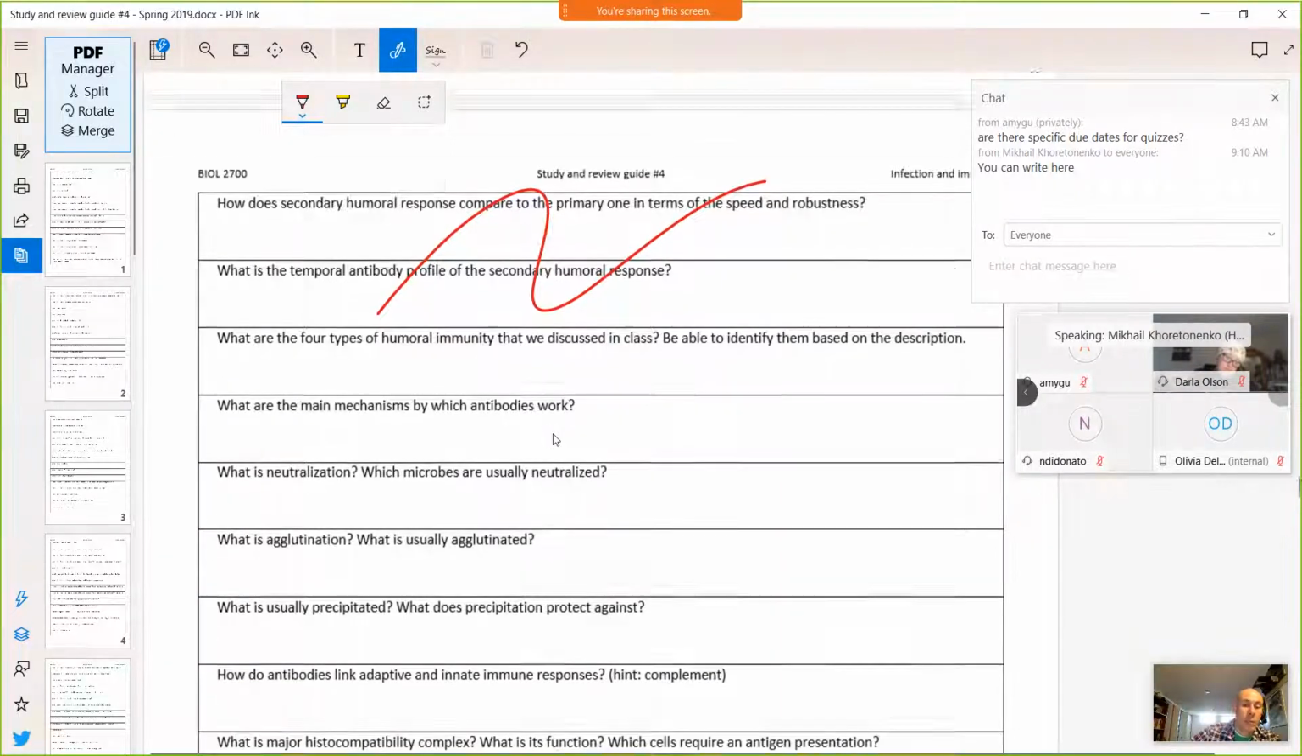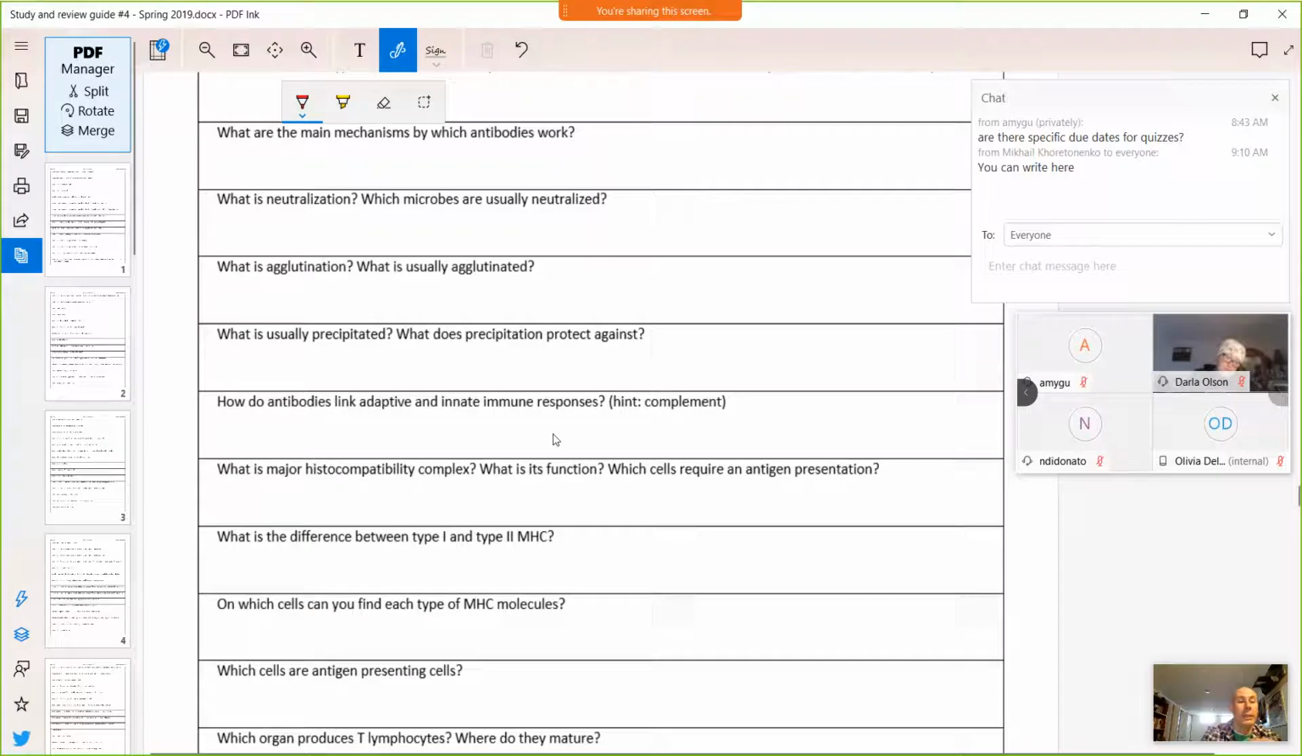Major mechanisms, they listed here. Neutralization, usually viruses, blocks their binding to the cellular receptors. That's, by the way, if you've heard, FDA approved the use of convalescent serum for treating COVID-19. So basically, people who recovered, they give blood, labs isolate antibodies from the blood of those people and use these antibodies to treat those who are ill. So basically, it's a passive artificial immunity.